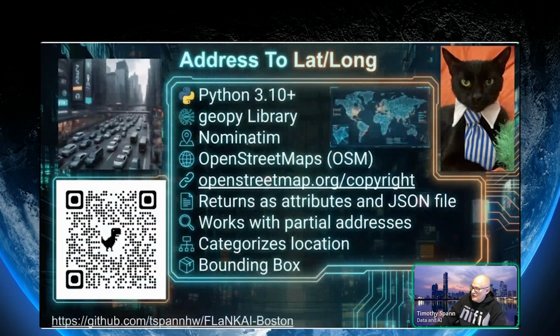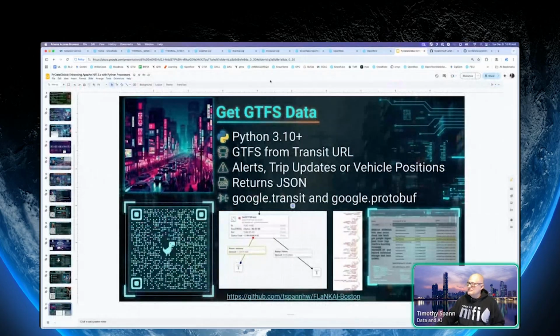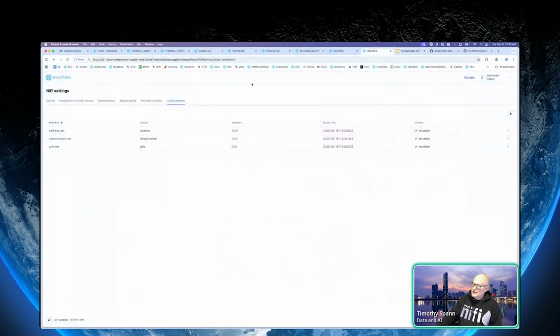Address, where are you? Most often, if I'm doing a geo query in Snowflake, I want to have lat long. This gets me lat long using the really good library from OpenStreetMap. This one I'll show you in the demo, so I'll jump to that right after this. This lets you convert GTFS, which is a Google standard for transit data, and lets me convert that into JSON, which is a lot easier to work with. GTFS is a type of protobuf, and protobuf is kind of binary and kind of a pain.